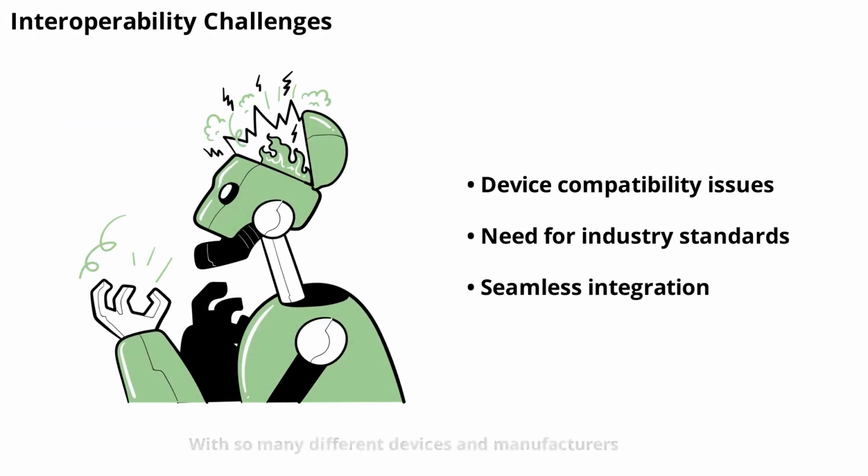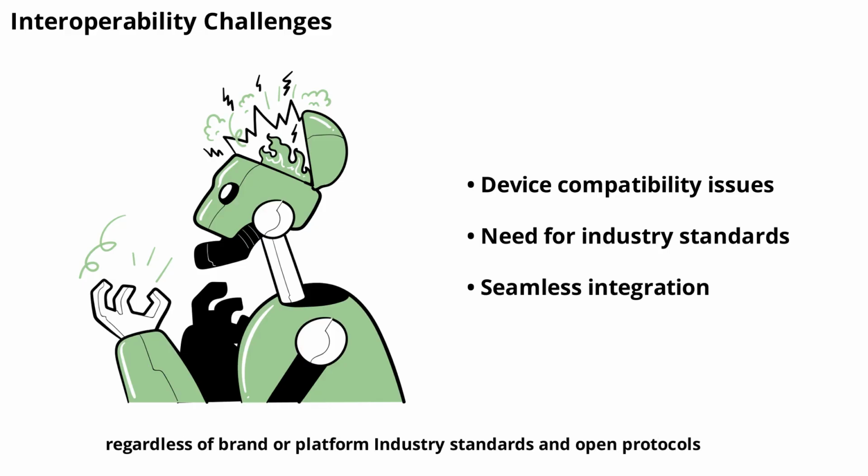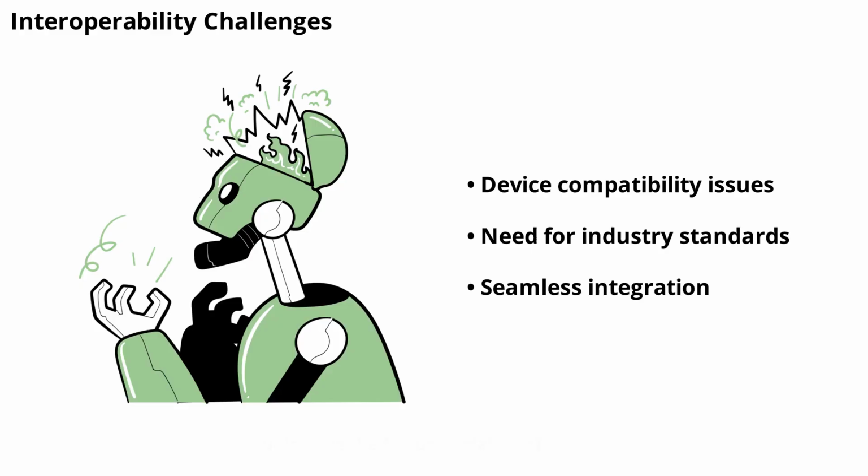With so many different devices and manufacturers, interoperability can be a challenge in IoT. Devices need to be able to communicate and work together regardless of brand or platform. Industry standards and open protocols are helping to address these issues, but it's still an area where progress is needed. Ensuring seamless integration is key to unlocking the full potential of IoT.